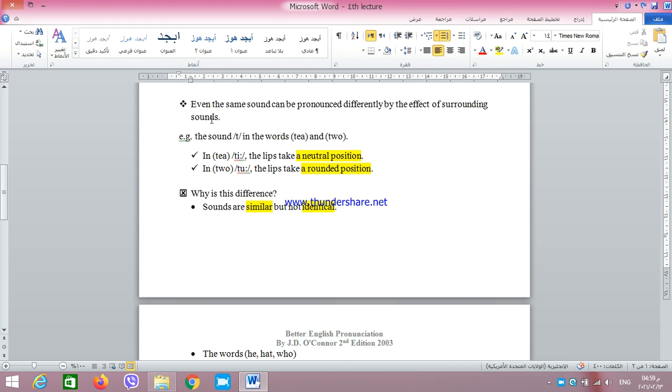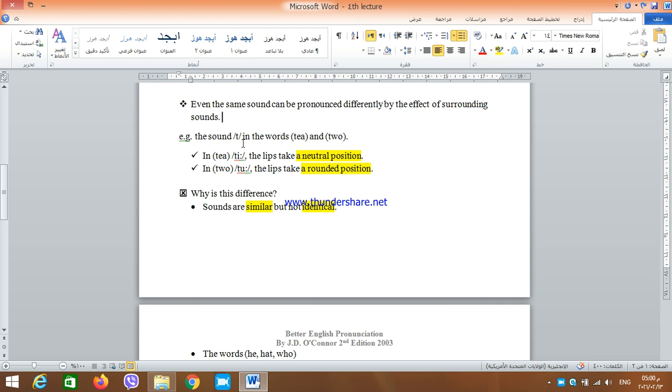Now, even the same sound can be pronounced differently by the effect of surrounding sounds. So, the sound T, for example, whenever we have it, we have the same mechanism in the pronunciation. The tip of the tongue is raised to be in contact with the alveolar ridge, and the air is stopped for a while, then the air is pushed out. This is the same. But sometimes we have differences, actually, not in the whole nature of the sound, but in specific details.